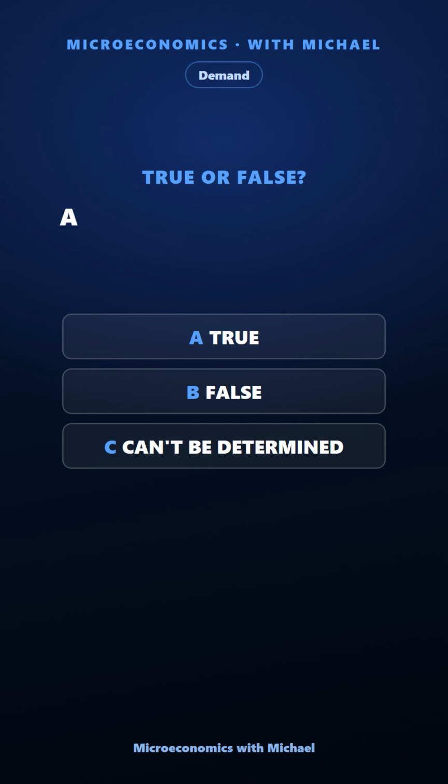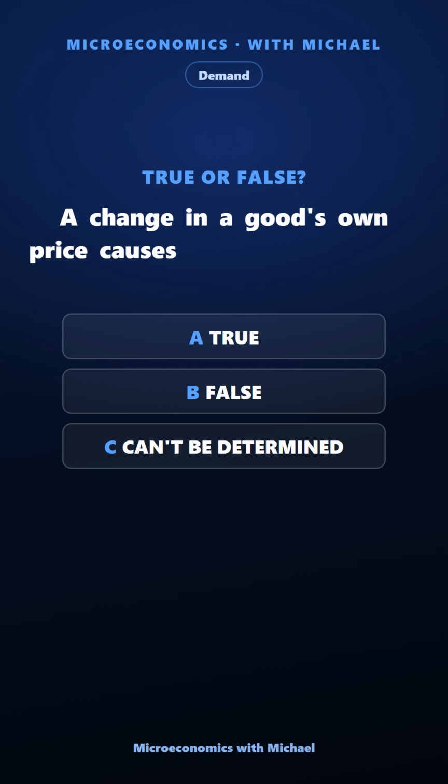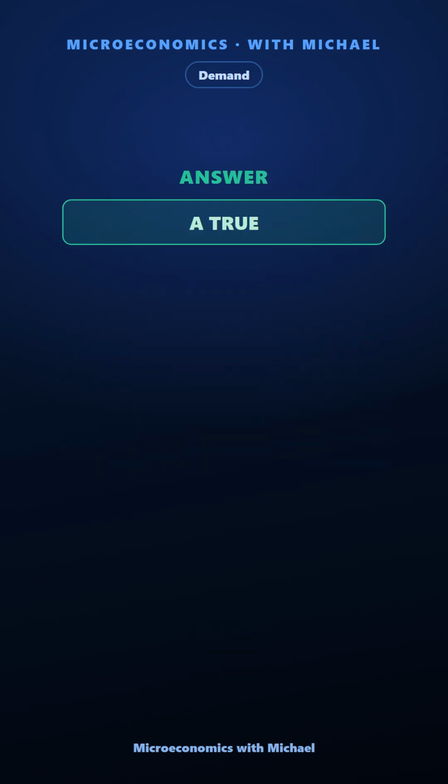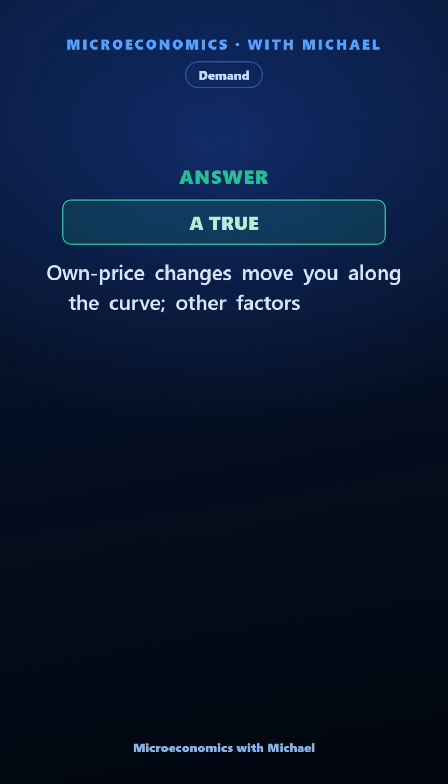A change in a good's own price causes a movement along the demand curve. True, false, or can't be determined. The answer is true. Own price changes move you along the curve, other factors shift it.